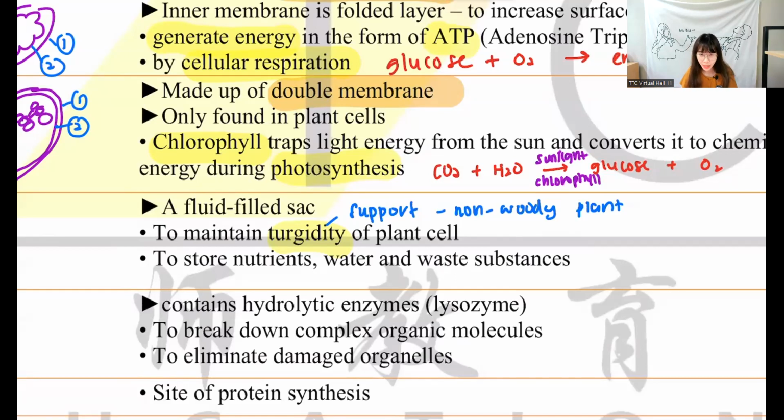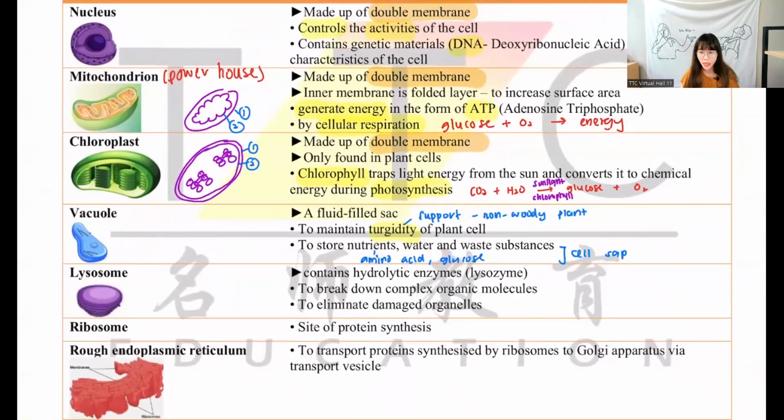It contains nutrients, water, waste substances. Not only that, nutrients include amino acid and also glucose. If you want to write enzymes, hormones, cell sap is also correct because it contains cell sap, right? Everything here we call cell sap. If you want to say cell sap, it is also correct. So organic acid also can. You can write organic acid.